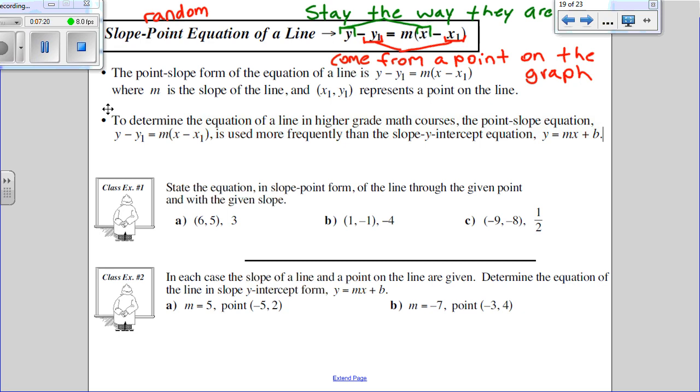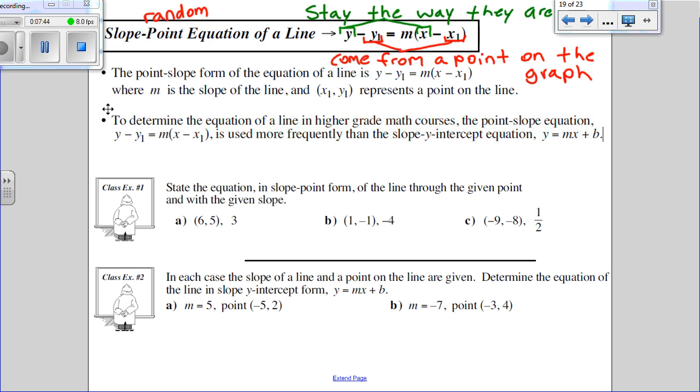Okay, how this works. So we're going to try building some equations. We're going to build them using this new form that we just learned. So, example 1. State the equation slope point form of the line passing through the given point with the given slope. They've given you a point and a slope 3 times. We're going to do the first 2 together. I'll let you do the third one on your own.